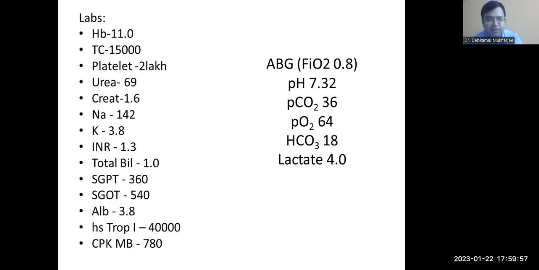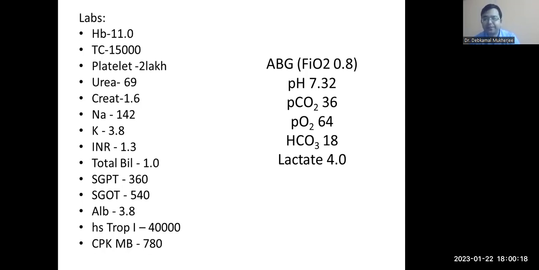INR and platelets were normal. His liver enzymes were starting to go up a little bit, as the patient was already in shock. His albumin level was normal, and his high sensitivity troponin level was also very high. It was 40,000.